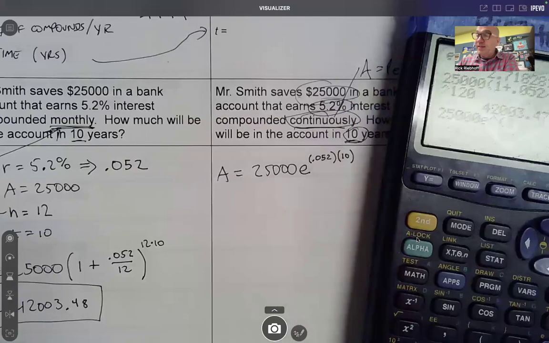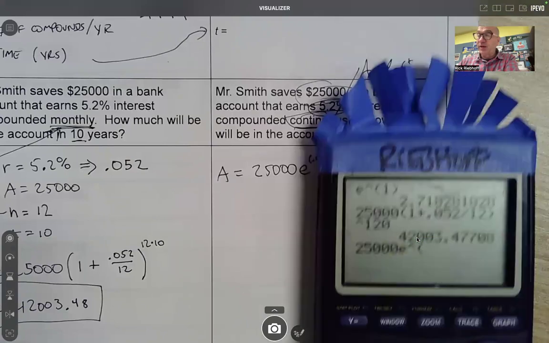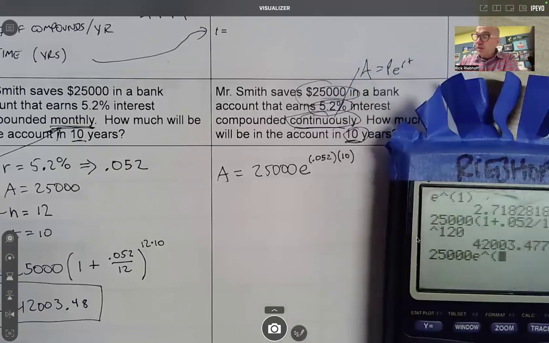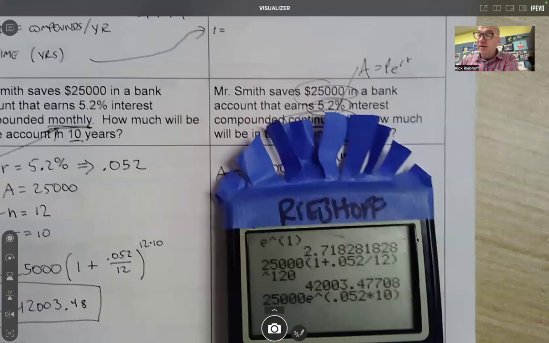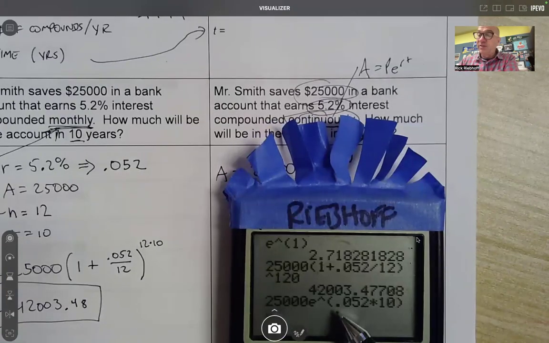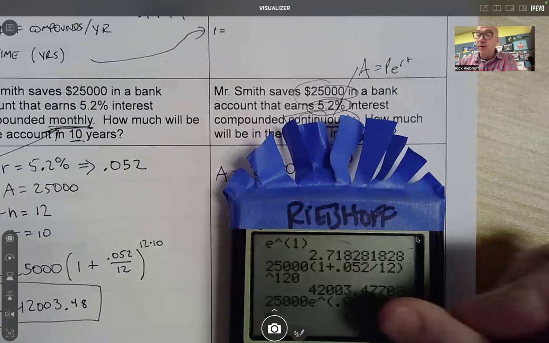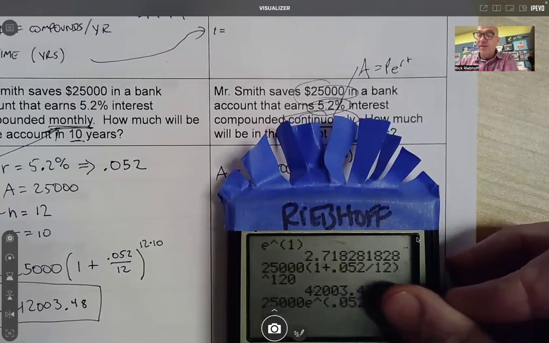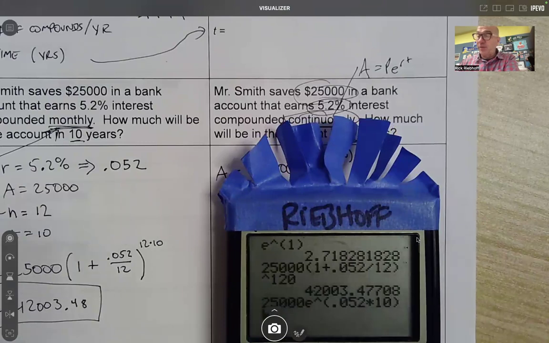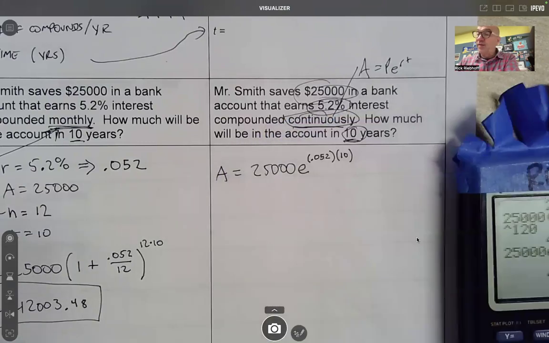Okay, to get to that e to the x, you go second and then ln. Second ln lets you go e raised to a power, 0.052, and then times 10. I'll just put that all inside of the parenthesis because that needs to be the exponent. If I do parentheses and then another parentheses, it'll probably do that first and then multiply everything by 10, and it's going to give me a weird answer. 42,050.